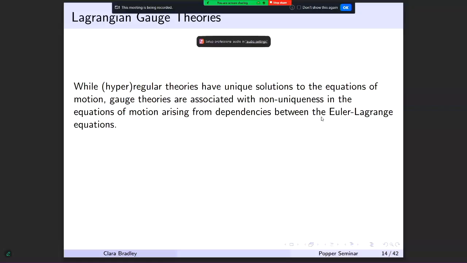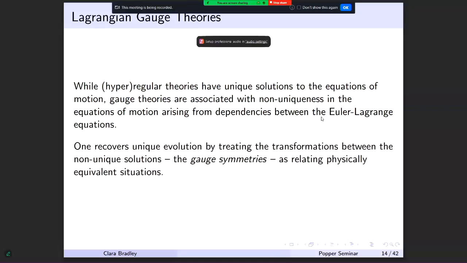This was shown by Emmy Noether via a theorem called Emmy Noether's second theorem. Essentially, she showed how there's a relationship between there being dependencies between the Euler-Lagrange equations and these kinds of symmetries between these non-unique solutions. And the idea is that although one has an apparent indeterminism in the theory, one can essentially recover unique evolution by treating the transformations between these non-unique solutions, which are called the gauge symmetries or the gauge transformations, as relating physically equivalent situations. And so although we have an apparent indeterminism, we should treat it as an artifact of the fact that our Lagrangian theories have some variables in them whose evolution is underdetermined by the dynamics, which we shouldn't think correspond to anything physical in the world. The only things that should be thought of as physically meaningful are the things whose evolution is deterministic, i.e. the things that are invariant under these symmetries.